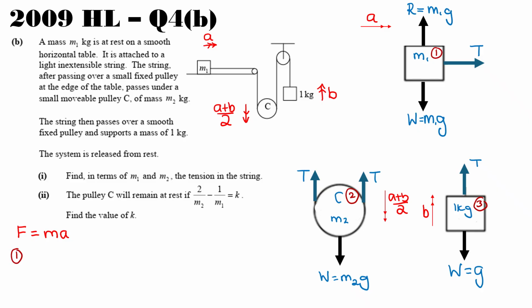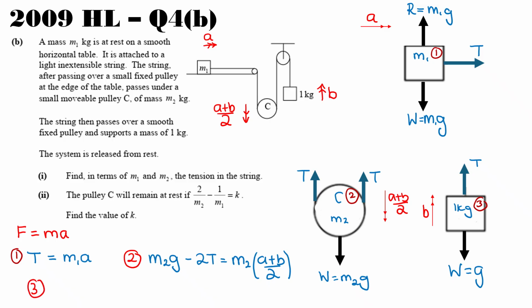So equation 1. Because it's moving to the right, the only thing pulling it to the right is tension. There's nothing pulling it to the left. So tension is equal to mass 1 times its acceleration, which is A. So then for 2, our movable pulley, it's moving down. So what's pulling it down is its weight, M2G, minus 2 tensions is equal to M2 times (A plus B) over 2. And then equation 3 is going upwards. So we start with our tension minus our weight, which is gravity, which is mass times acceleration, 1 times B, which is simply B.